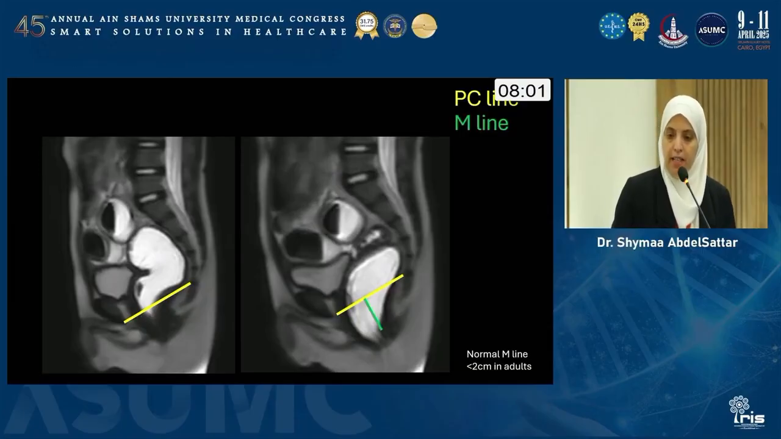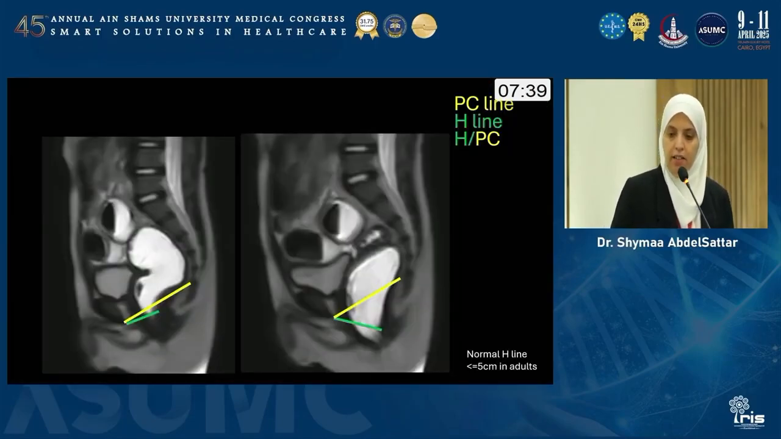The other planes are the PC line, the pubococcygeal line, and we measure the descent of the anorectal junction below the PC line. The M line is normally below 2 centimeters in adults. This case is 8 years old. We can see here elongation of the M line denoting pelvic floor descent.